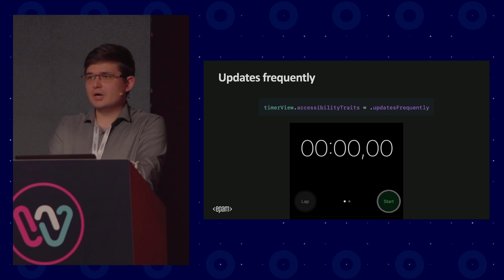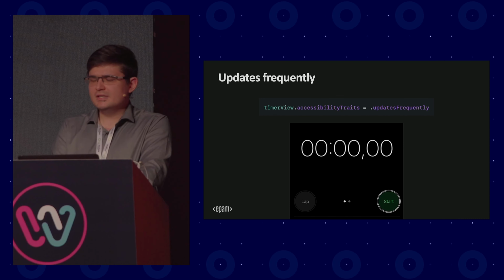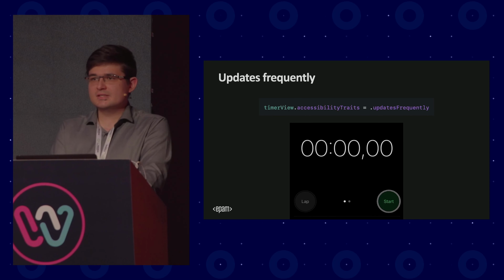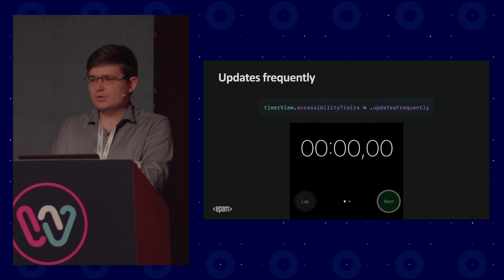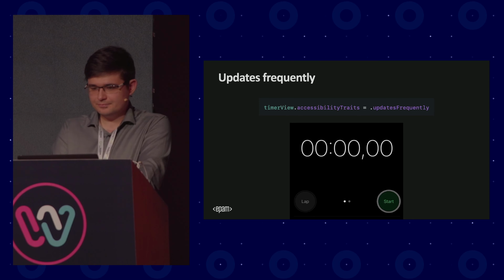Now let's talk about an interesting trait called updates frequently. So this trait indicates basically if the state of an object updates constantly, and VoiceOver will have to re-announce its updated state without, for example, resetting focus to this element. So the classic example of the usage of this trait is a timer or stopwatch component. And let's see how Apple implemented the exact stopwatch component in their clock application.